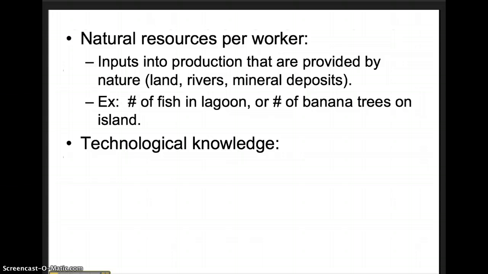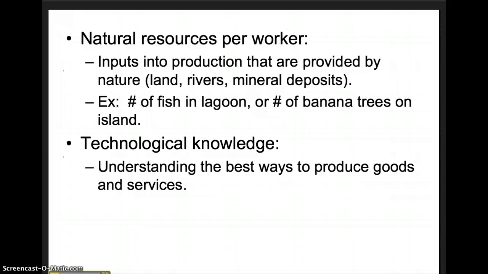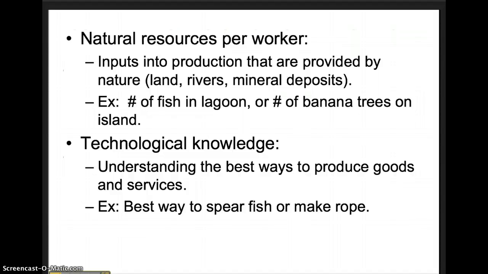The last determinant of productivity is technological knowledge. Technological knowledge is the understanding of the best way to produce goods and services. There are many ways to get things done, but knowing the best way will increase productivity. Think about spearing fish or making rope. There's lots of ways to do these activities, but understanding the best way to spear fish will yield the most fish caught. Understanding the best way to make rope will result in more rope.